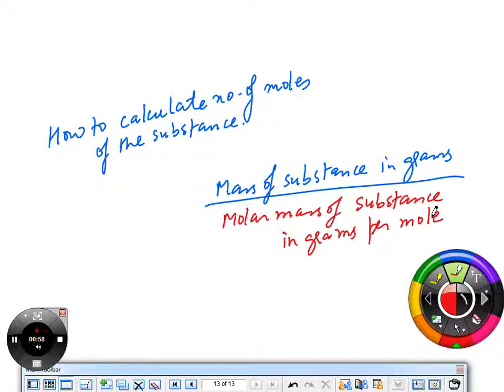Now, इसमें मैं आपको मोलर मास का कंसेप्ट क्लियर कर देता हूं. Now, what is molar mass? See, molar mass. See, suppose we have got CO2.